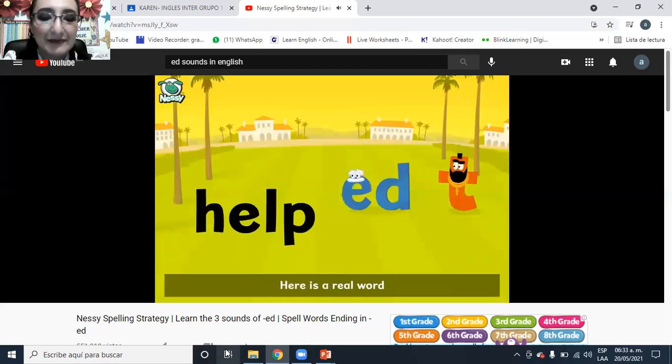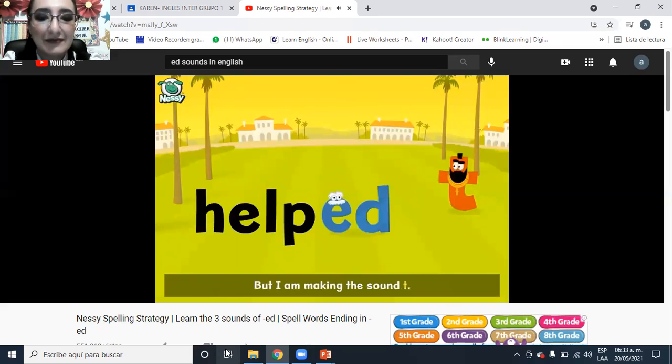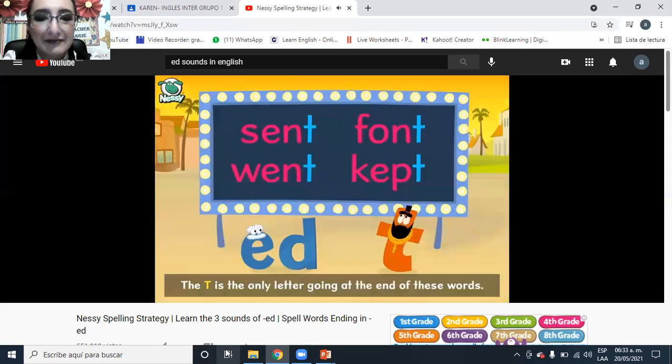Here is a real word, and so I go at the end. But I am making the sound T. Help. T. Helped. The ED is the only part going at the end of these words. But if you take away the ED, you will see that this is not a real word.